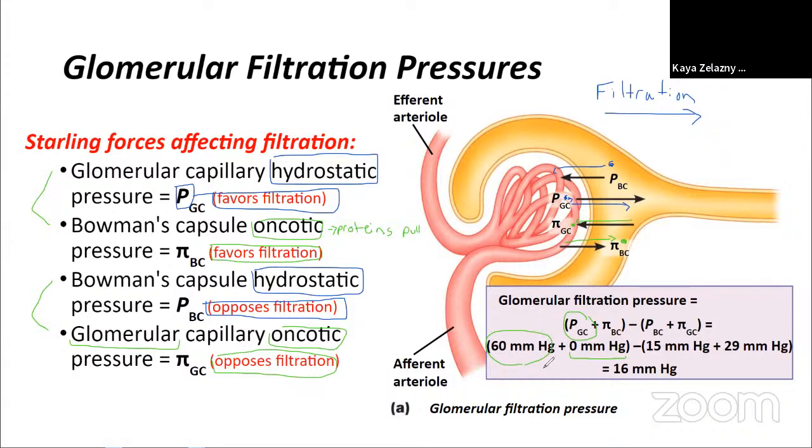So those are our forces for filtration, right? Because remember, when we calculated a filtration pressure before, we were doing net filtration. Now we're just being specific. Same equation, just now we're specifying that it's glomerular filtration pressure. We'll see this abbreviated GFP, and we'll talk about GFR, which is just the same thing but a rate. So this is just forces for filtration, minus our forces opposing filtration.